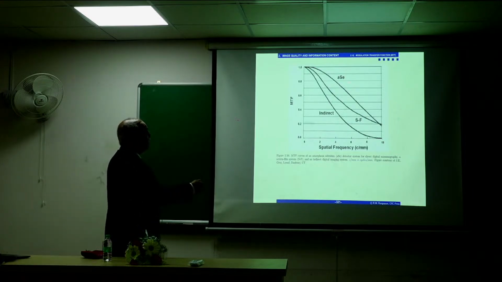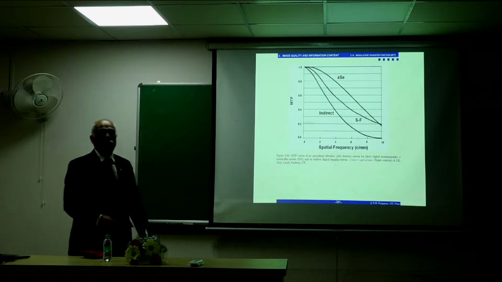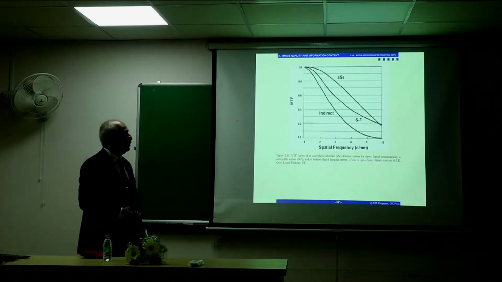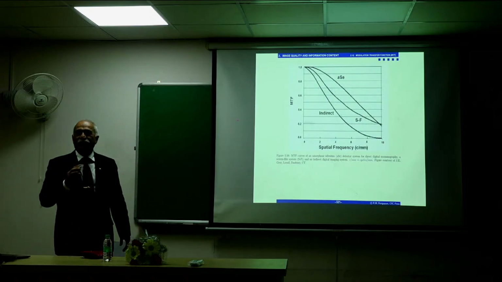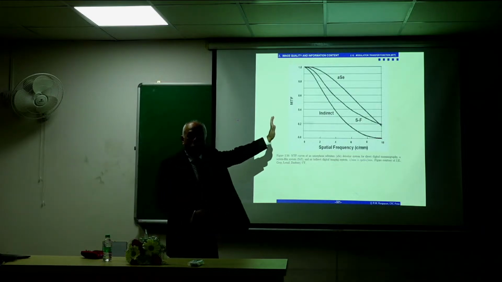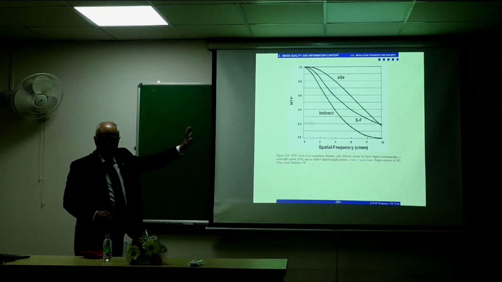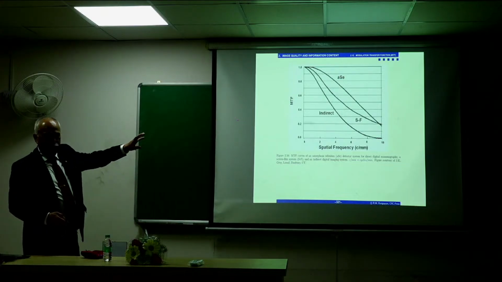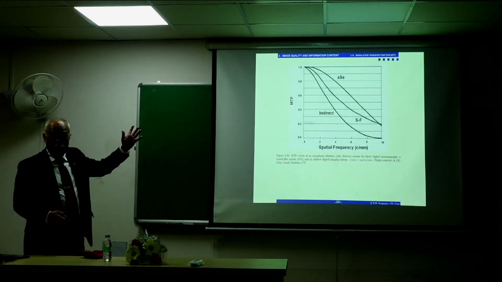The amorphous selenium system is better. Again, you have to look at the area under the curve. Up to 10 cycles per millimeter. So about 0.1 millimeter resolution. So this is how you compare imaging systems using these parameters, modulation transfer function, which is related to point spread and so on.